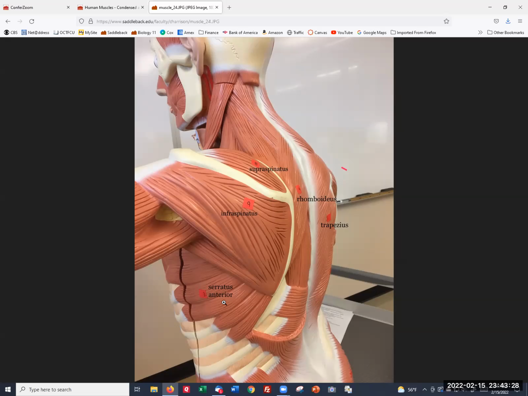So you get a model like this, and a number could be question 63. Doesn't matter. On your answer sheet, you write infraspinatus, or you write supraspinatus. Here's the rhomboides again, and the trapezius over here. So the only one that's different is serratus anterior here. Now 50% of the test is naming things.